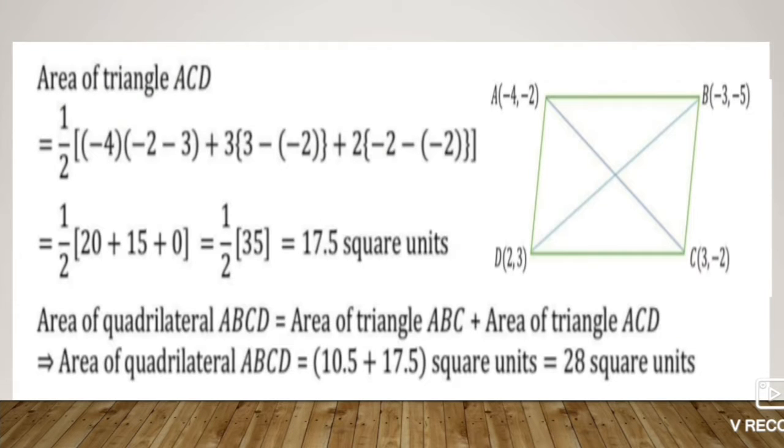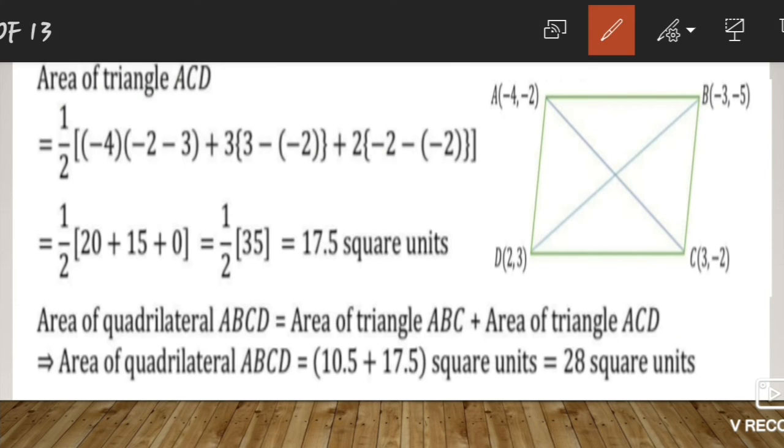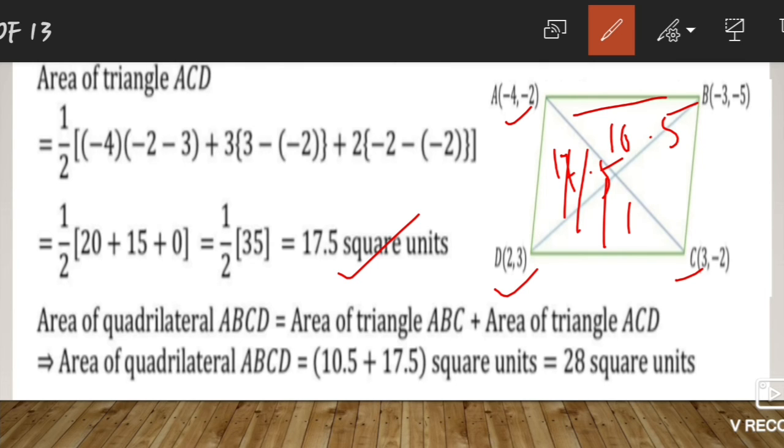Okay. Now similarly, if you consider triangle ACD, that means this lower one. Then again use the formula of area of triangle since 3 coordinates are known. So it will be 17.5 square units. That means this part is 17.5, this part is 10.5. So the area of the whole quadrilateral will be 17.5 plus 10.5. That means the area of quadrilateral ABCD is equal to 28 square units.